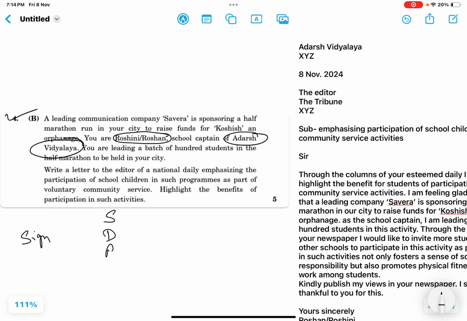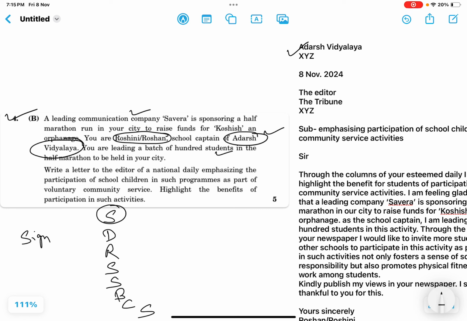So SDR, SSB, then C and S. So first S, that has been located, that is Adarsh Vidyalaya XYZ. City name is not given, so we can mention XYZ. Then you are leading a batch of 100 students in the half marathon to be held in your city. This line and this first one line we can use in the body of the letter.